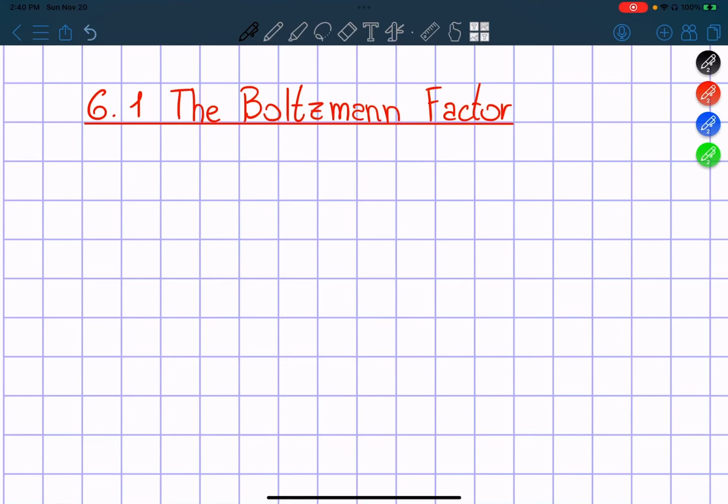Hello everybody, this is chapter 6.1, the Boltzmann factor. In this chapter we're talking about the probability of a system.